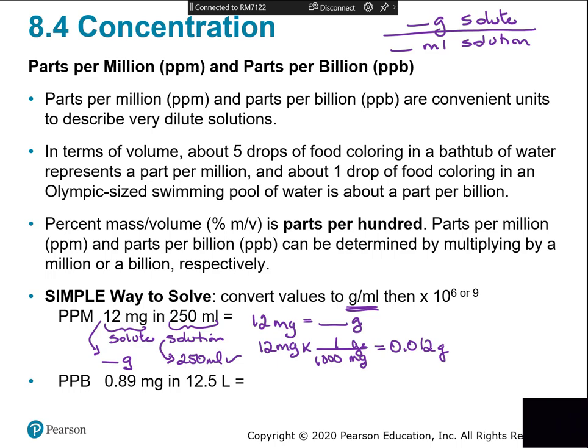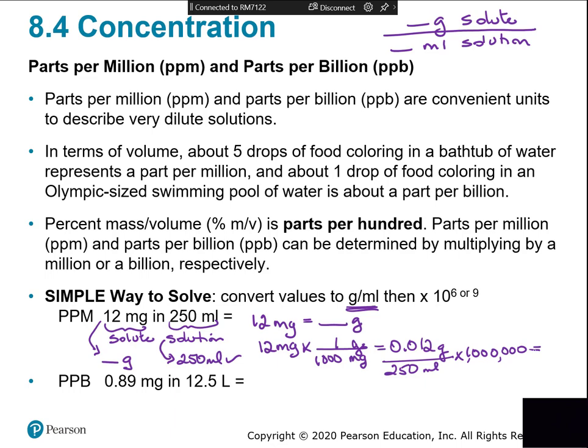So now I need to divide it by the volume of my solution in milliliters. And in this one, I don't have to convert milliliters because it's already in milliliters. So I'm just going to put that 250 milliliters, the volume of my solution. Whatever this answer is, I'm going to multiply it times a million because I want to know parts per million. So remember, a million is a 1 with 6 zeros after it. 0.012 divided by 250. Whatever this answer is, I just say times 1, 2, 3, 4, 5, 6 zeros.